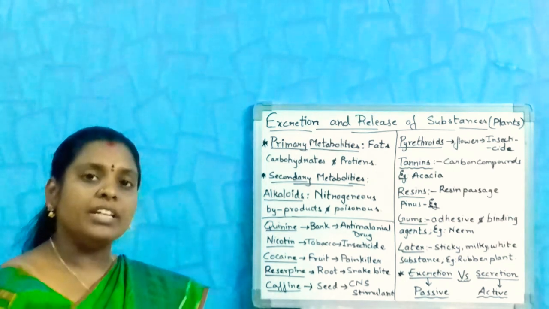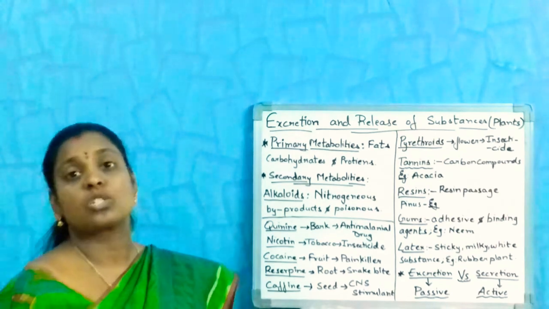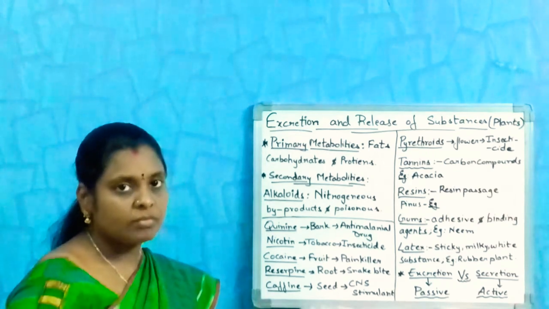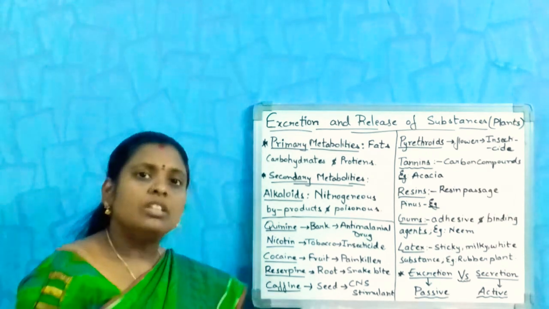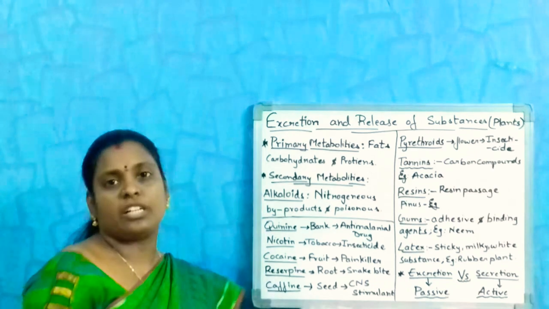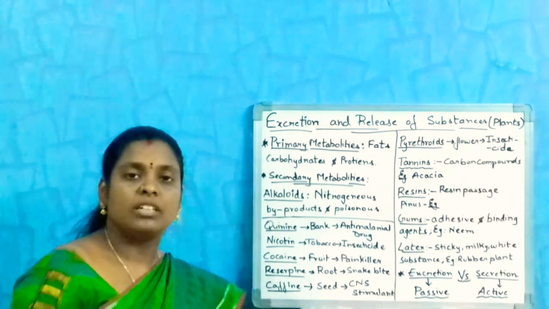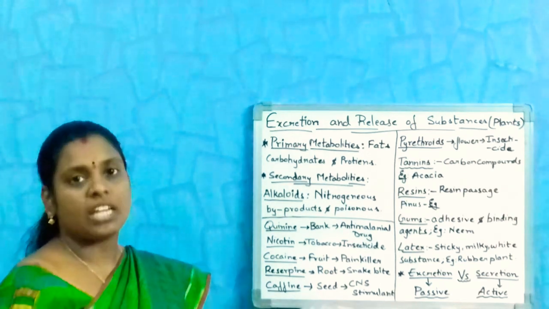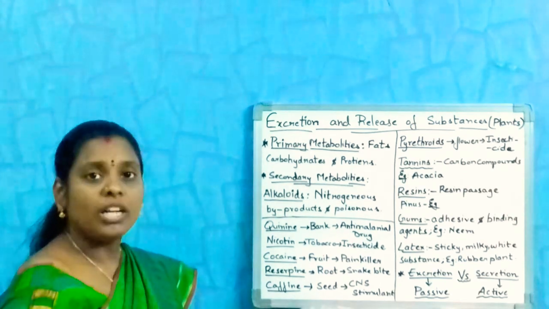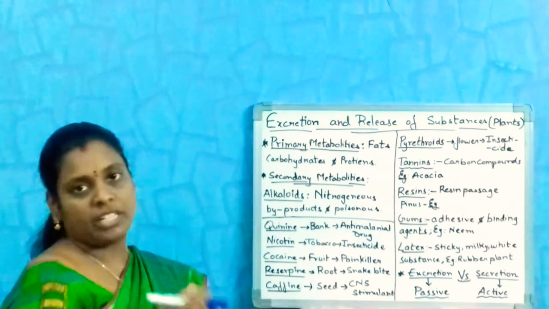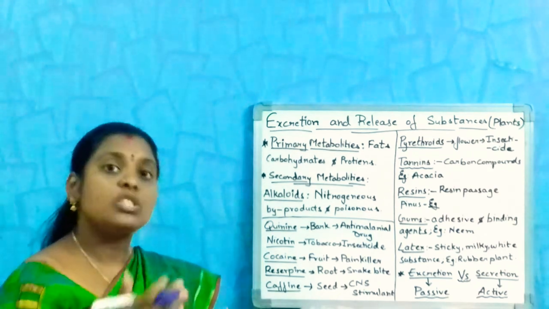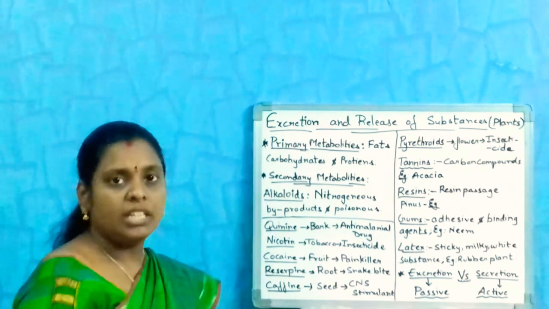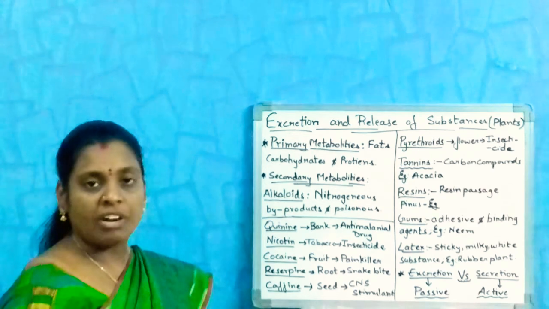The solid excretory materials are stored in the seeds. We call them raphids. And the excretory materials from the flower are used for attracting insects for the process of pollination. So, nectar is an excretory product, but it is useful for pollination by insects or flies.